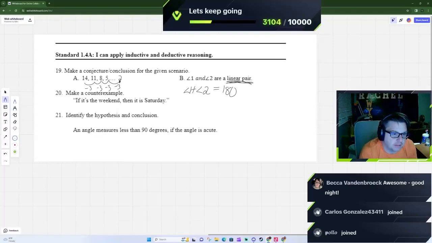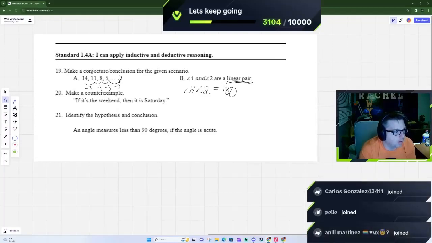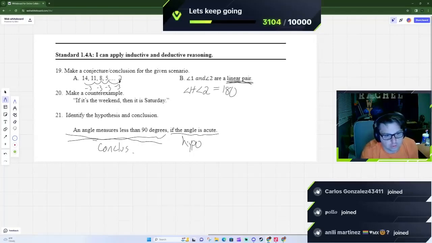Identify the hypothesis and the conclusion. An angle measures less than 90 degrees if the angle is acute. So my hypothesis: if something is happening, then the conclusion happens, okay? So you're always looking for that if-then statement. Your if is the hypothesis, and your conclusion is what it turns out to be. If it says identify the hypothesis, that doesn't mean it always comes first. It's that if statement.